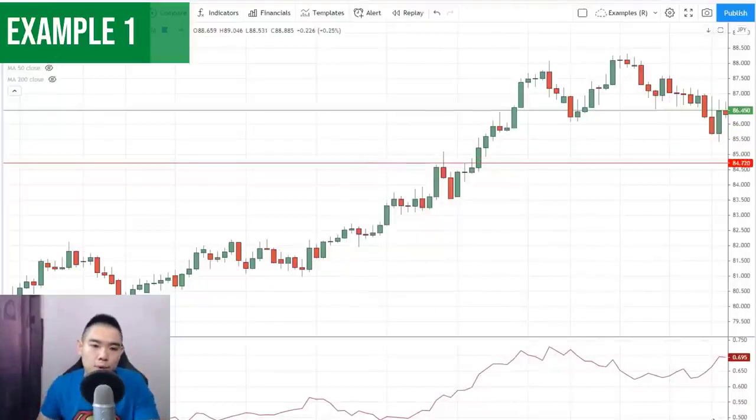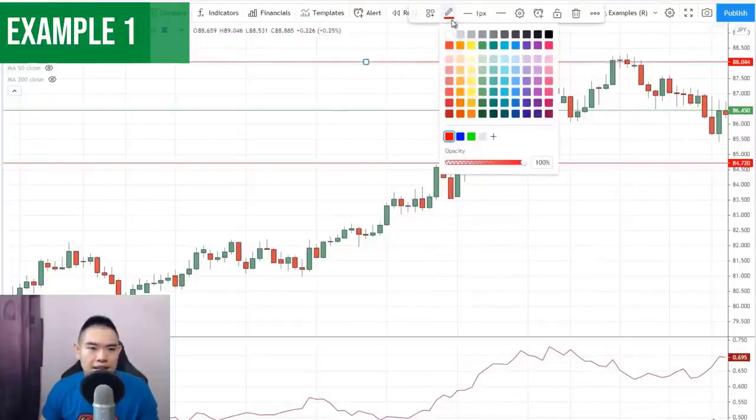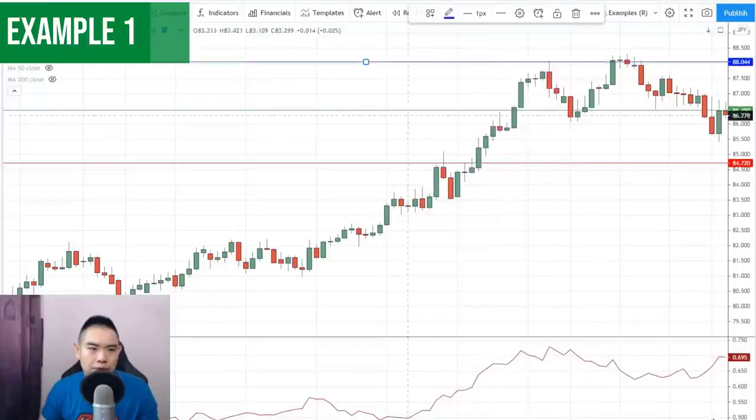Okay, and let's say we want to go with a swing trading approach. We want to exit and capture just one move in this market. So for this one here, we can exit just before this recent swing high. I'll put it, let's say, around the $88 price point. Let's set this to blue. Okay, and there you have it.